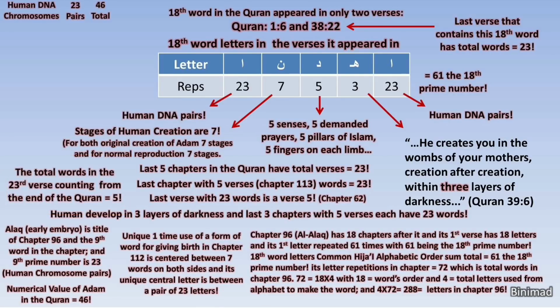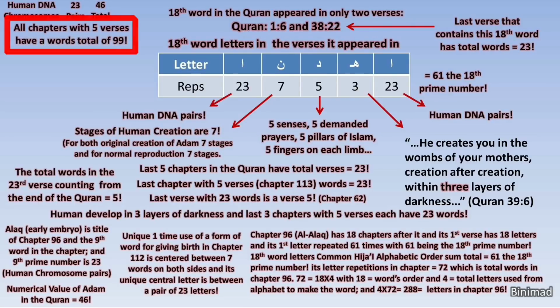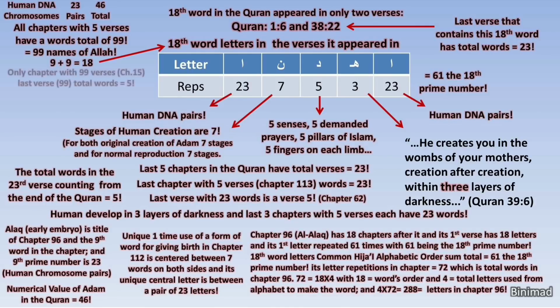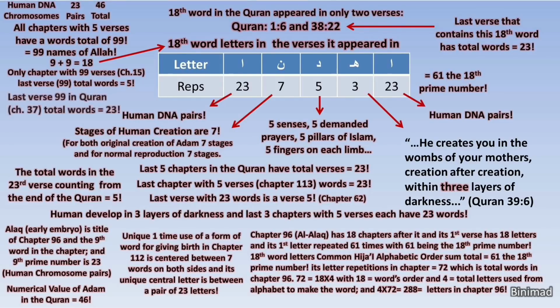In fact, when I then counted all chapters in the Quran which have 5 verses, their total words are 99. Subhanallah, 99 is the number of Allah's blessed names. Furthermore, 9 plus 9 takes us back to 18. And the only chapter with 99 verses, its last verse, 99, has 5 words. And amazingly, the last verse, numbered 99, in the Quran has a total of 23 words.